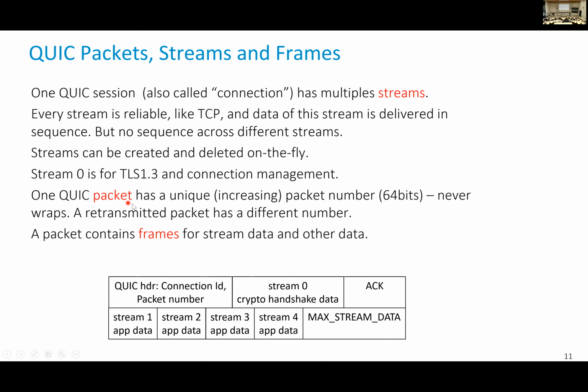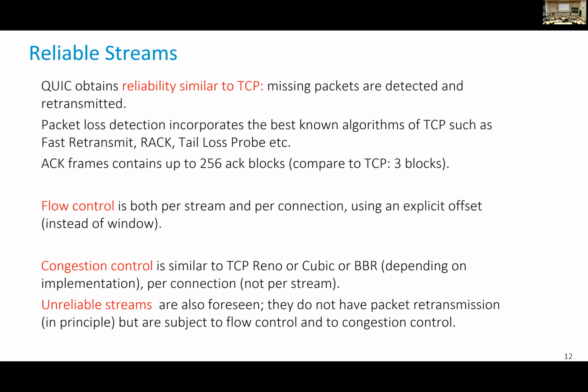QUIC uses retransmission like TCP, but the retransmission is per packet, not per stream. So if I lose a packet, I might affect several streams, and QUIC will try to retransmit this packet. Some streams might be affected, some might not, and the streams that are not affected will continue to deliver data. The ones that are affected will be blocked, like TCP is blocked here. So QUIC obtains reliability similar to TCP.